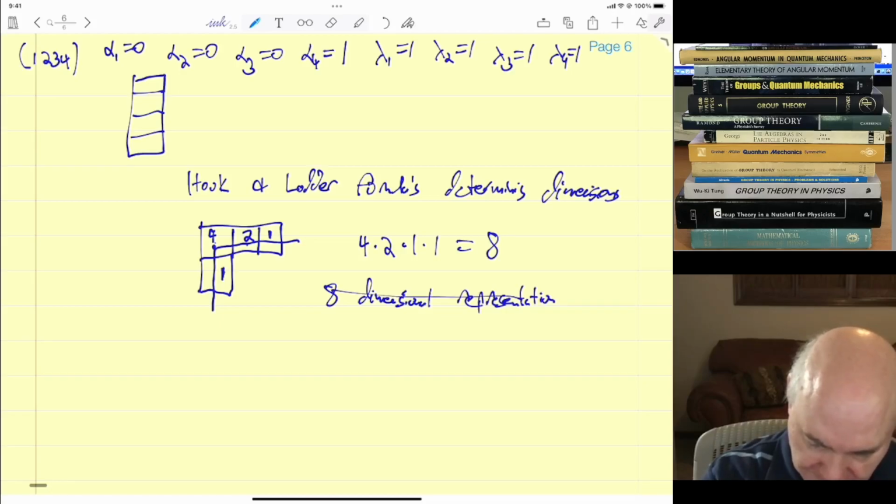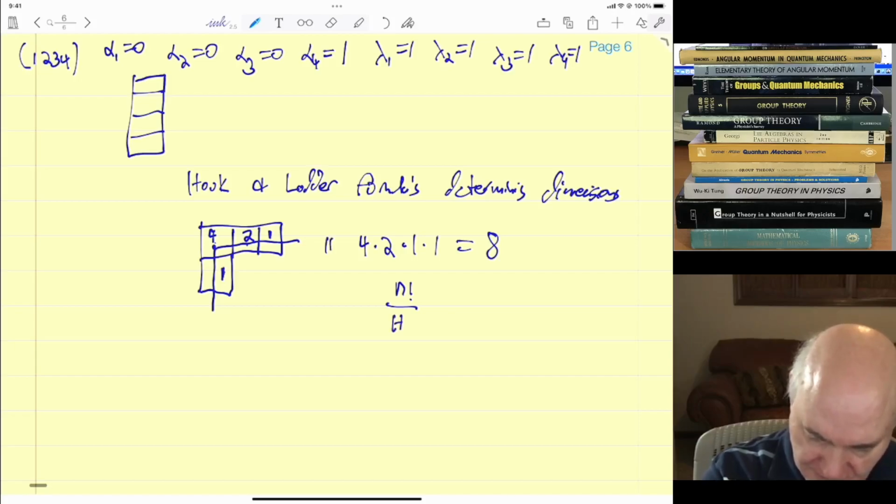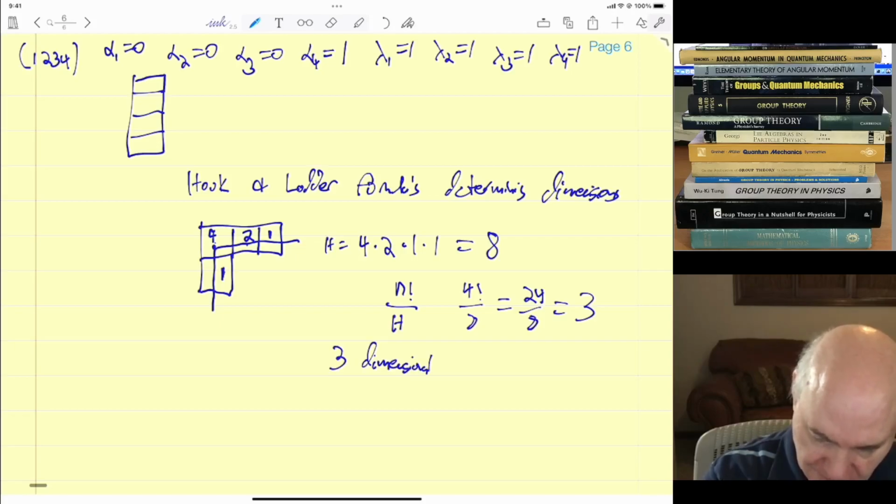No, I'm sorry. So now you take n factorial over the hook and ladder. Let's call it h. So you take 4 factorial over 8, which is 24 over 8, which is equal to 3. So there's a 3-dimensional representation.